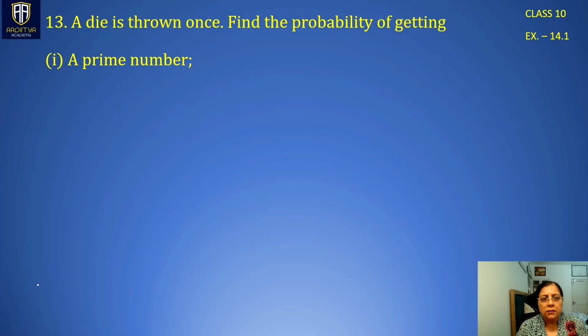Next question says a die is thrown once, right? So I'm writing the sample space for a dice, which is 1, 2, 3, 4, 5 and 6. So the question says what is the probability of getting a prime number?